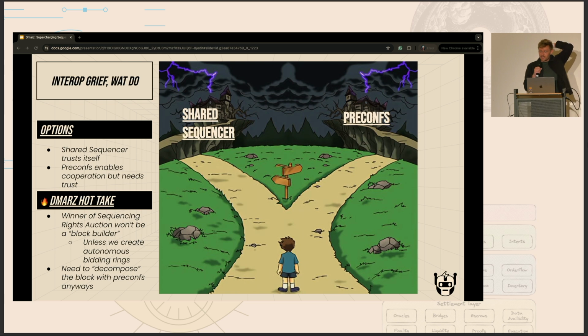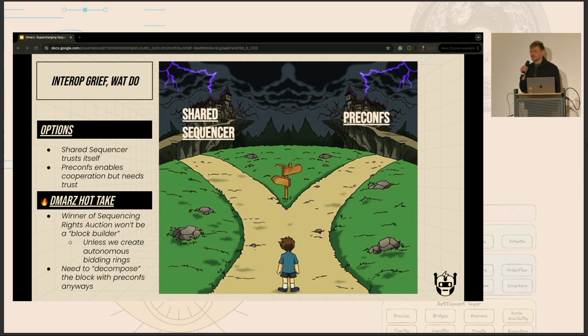My hot take is that the winner of the sequencing rights auction most likely won't be a block builder. Block builders are really good at scaling compute, building platforms for expression of different transaction types and providing different services. Unfortunately, some market structures don't incentivize new features. They incentivize order flow purchasing, but in an ideal world, that is how a block builder should operate. I also think one block builder is unlikely to accommodate all the different block types, VMs and protocol rules associated with different rollups. So that's another argument.